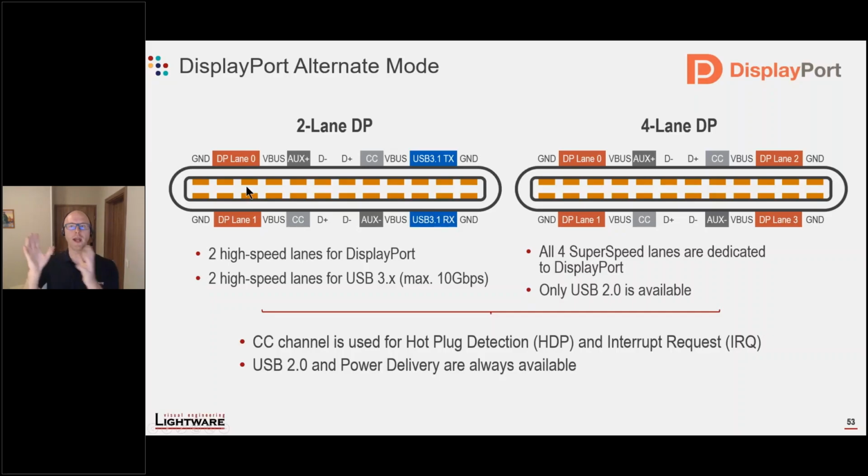So we have 2-lane mode and 4-lane mode. In 2-lane mode, 2 of the wire pairs are used as DisplayPort, and you can send 4K 30 signals, but the other 2 wire pairs, TX and RX, remain in super speed USB mode, and you can use super speed peripherals, and the cable will carry their data on the super speed wire pairs. And then we have 4-lane mode, in which case we don't have any super speed USB wire pairs because all of them are used as DisplayPort lanes.